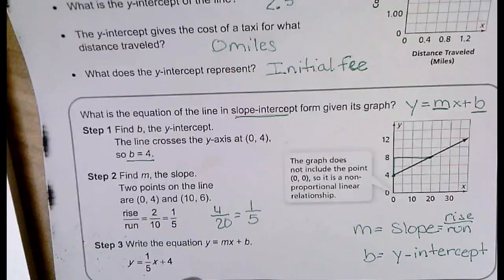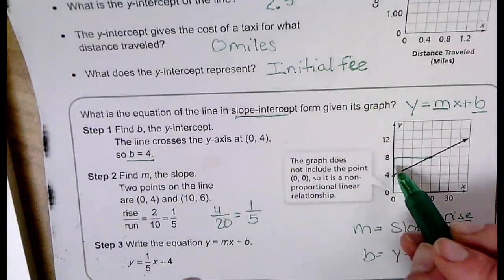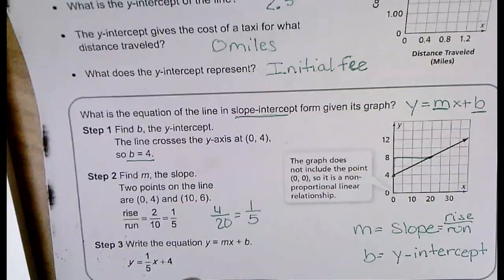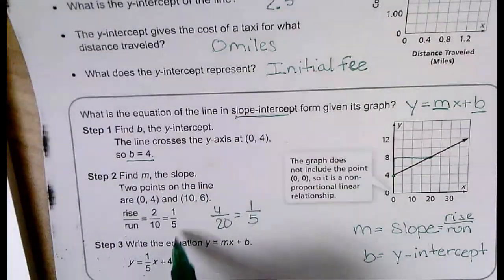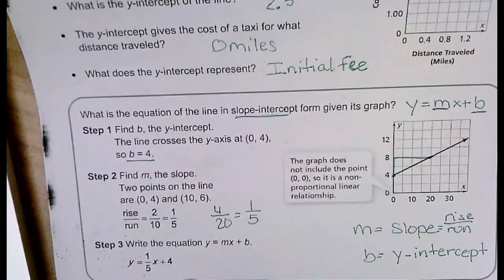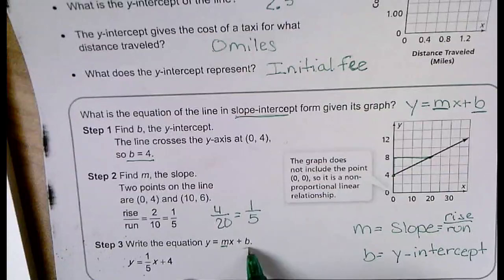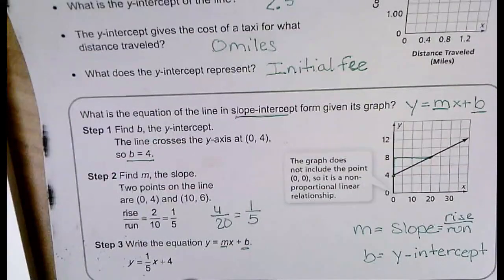Remember, you can do any rise over run. I could have gone up 2 over 10. All right, so my slope is 1/5. My y-intercept is 4, so we replace m with 1/5, replace b with 4.